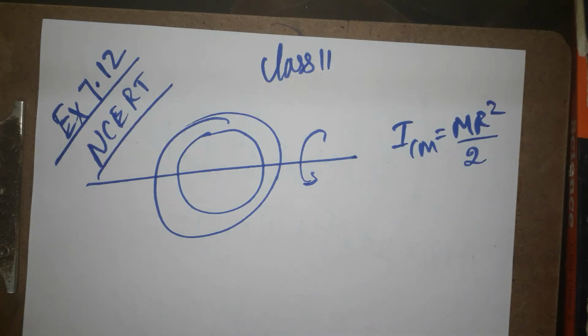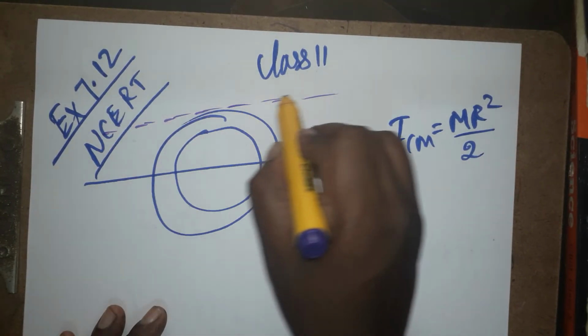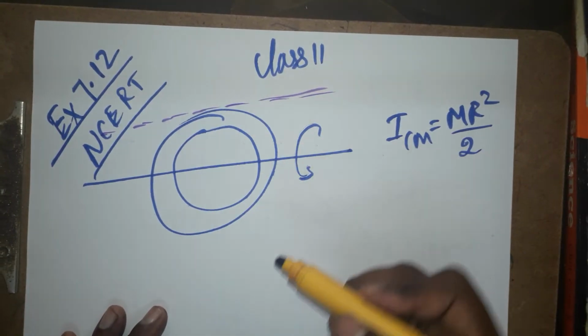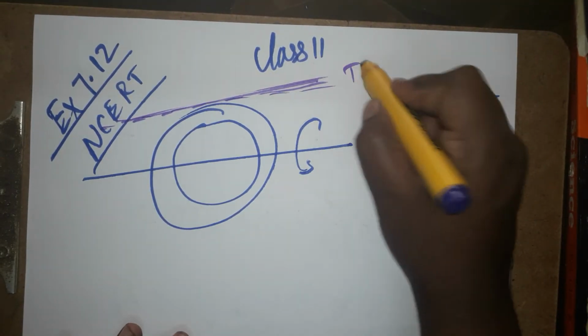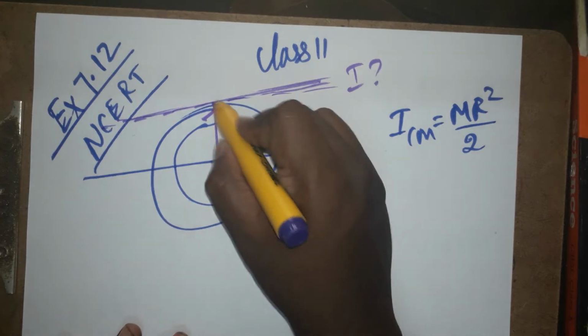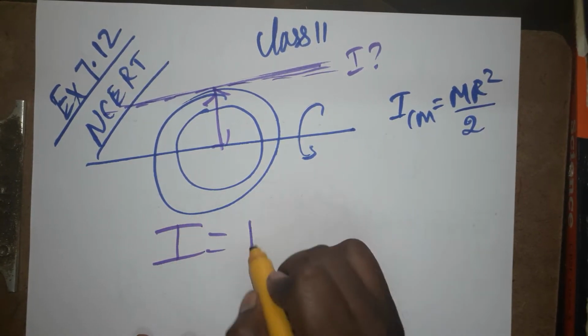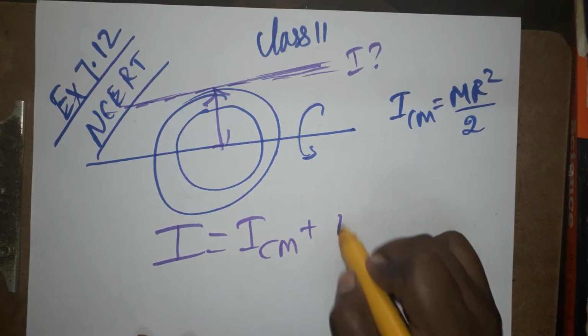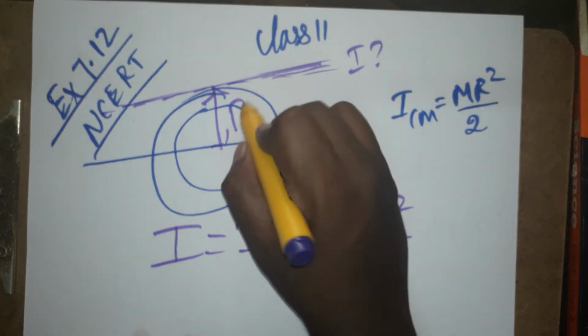So they asked, what is the moment of inertia when the ring is rotating at the edge of the ring, that is, about a tangential line like this? Here, what is the inertia? These two will be parallel lines, so I am using the parallel axis theorem. Total inertia is equal to inertia at center of mass plus mx square. What is x? The distance between these two, which is the radius of the ring.